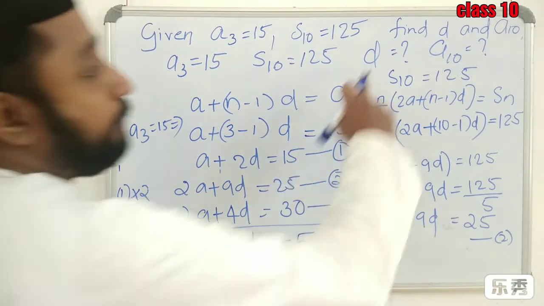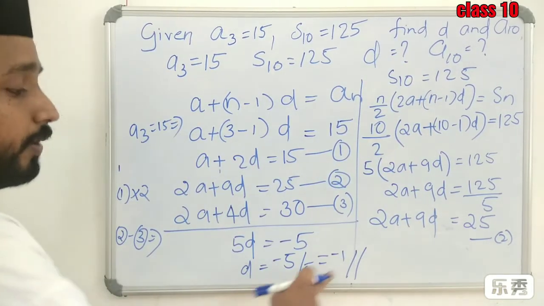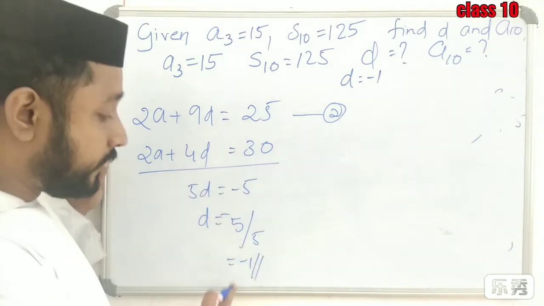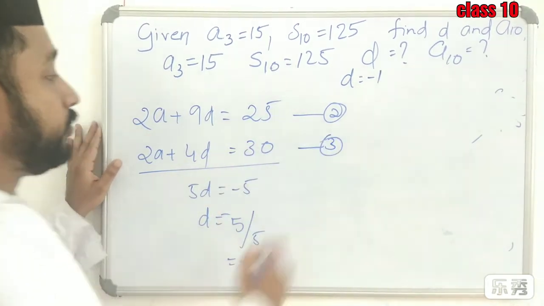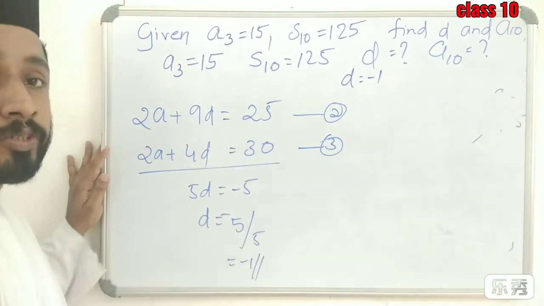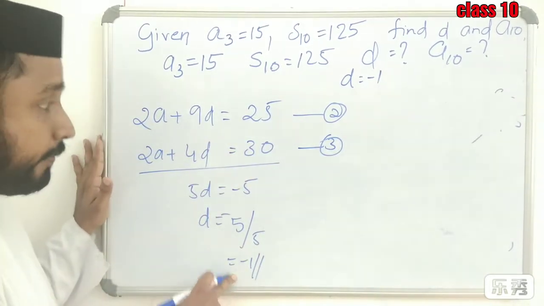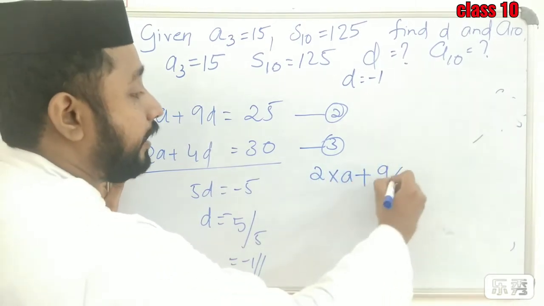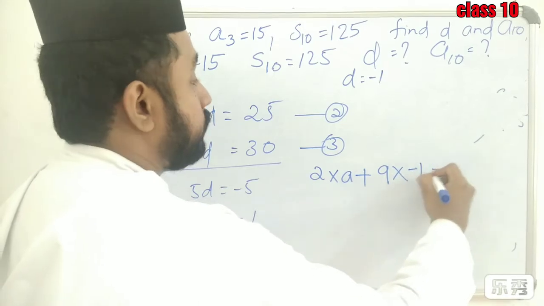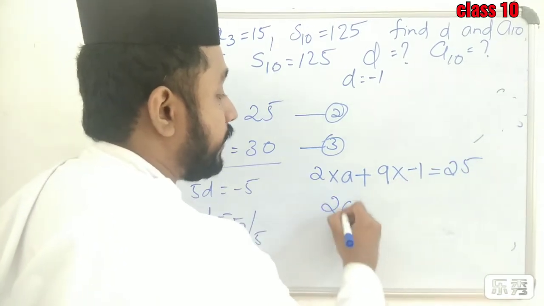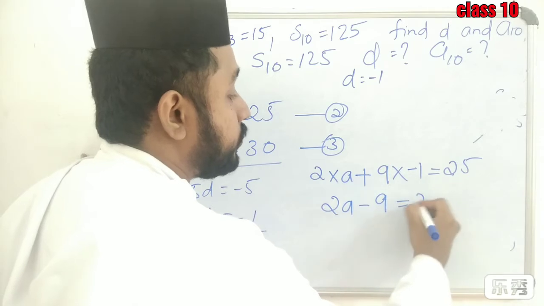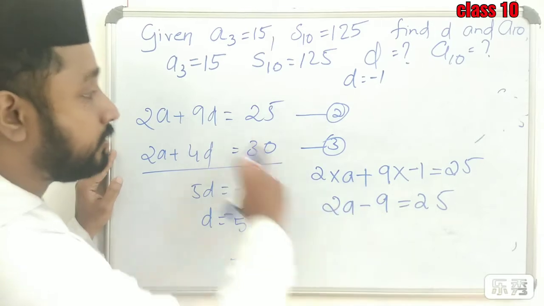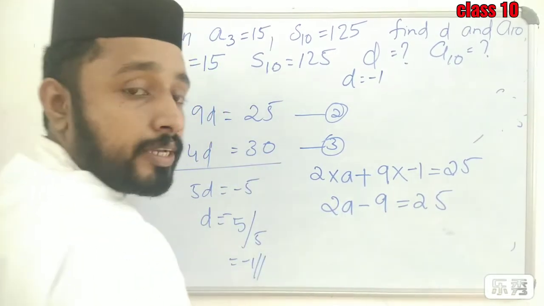So for our first question, we had to find d. d is equal to minus 1. Next, substitute the value d is equal to minus 1 in equation 2. We have 2a plus 9d is equal to 25. Substituting, that is 2a plus 9 into minus 1 is equal to 25. That is 2a minus 9 is equal to 25.